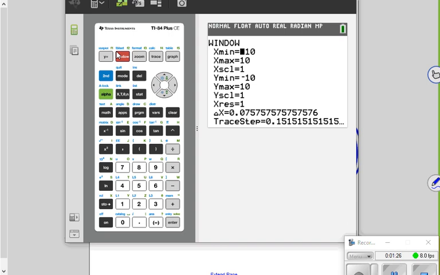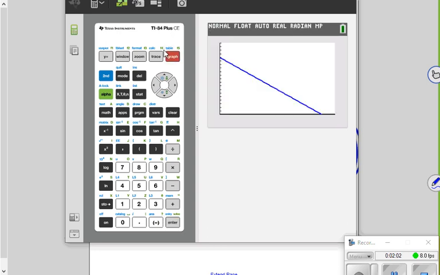So for the x-min and x-max, we're going to go 0, enter, 360, enter. For y-min, we're going to go 0, y-max, 20. This will set the window up so that we see the graph. You don't really have to change the scale unless you're a perfectionist and you want it to match what the book had. I typically leave the x scale and y scale at 1. Now when you hit graph, you'll see the graph. That's good.